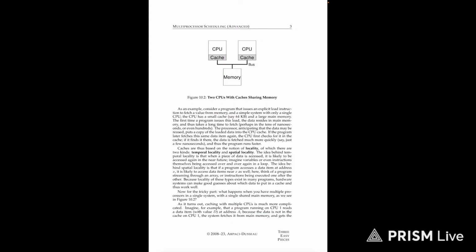The idea behind spatial locality is that if a program accesses a data item at an address x, it is likely to access data items near x as well. Here, think of programs streaming through an array or instructions being executed one after the other. Because locality of these types exists in many programs, the hardware system can make good guesses about what data to put in a cache.